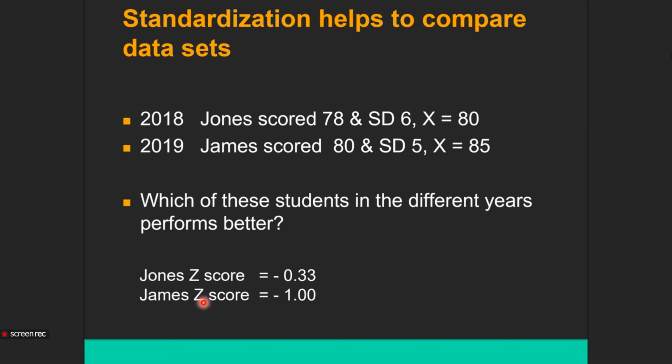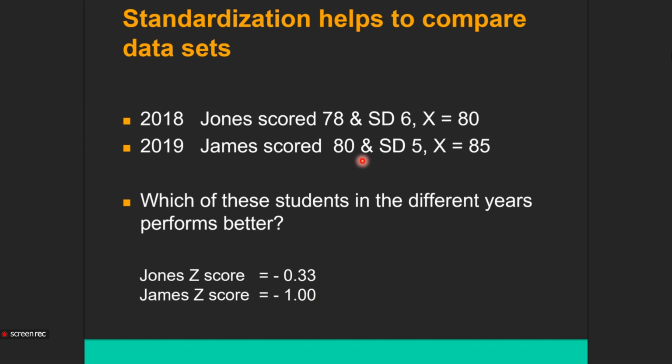But from the comparative analysis using our standardized normal distribution, it is observed that even Jones performed better than James. Now this is what we're trying to achieve with our normal distribution. So the 0.33 standard deviation is below the mean, and 1 standard deviation below the mean as well. But from the look of things, James is further below the mean than Jones. Hence, although James scored 78 among his sets, he performed better than James, who scored 80 among his sets.